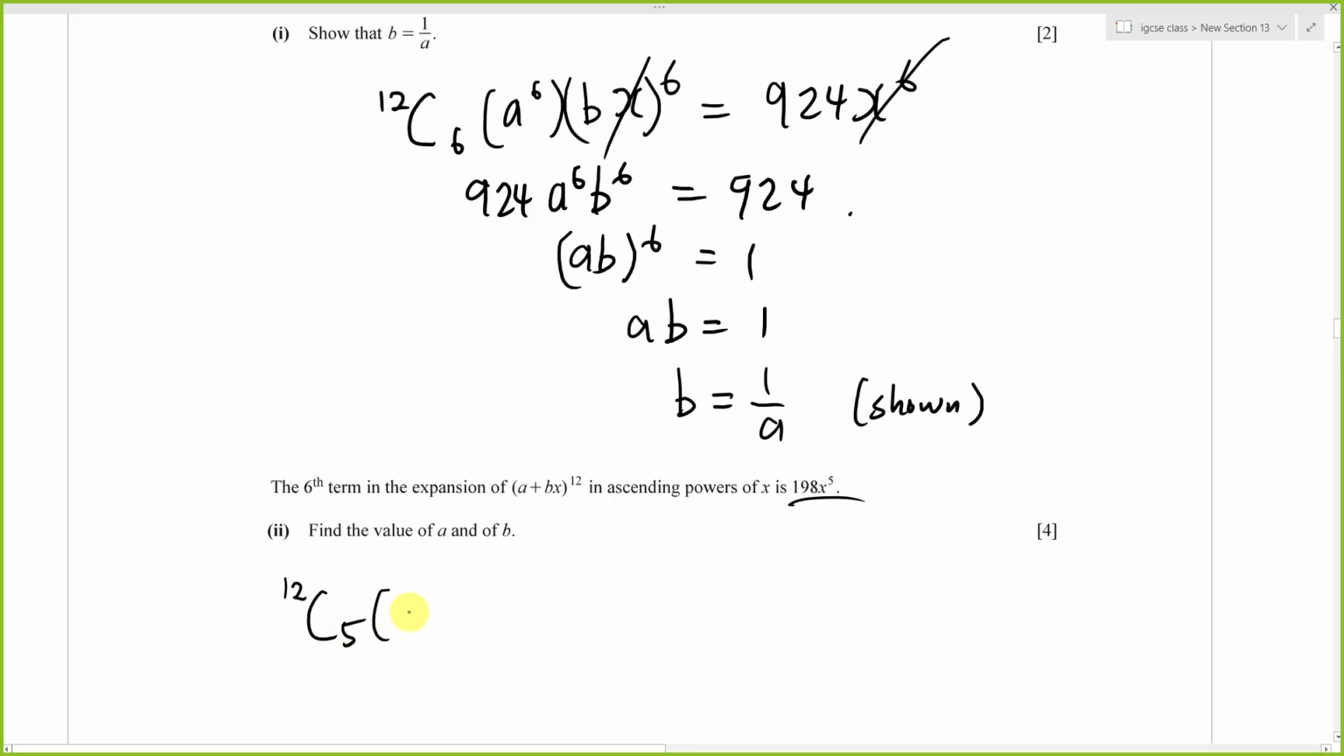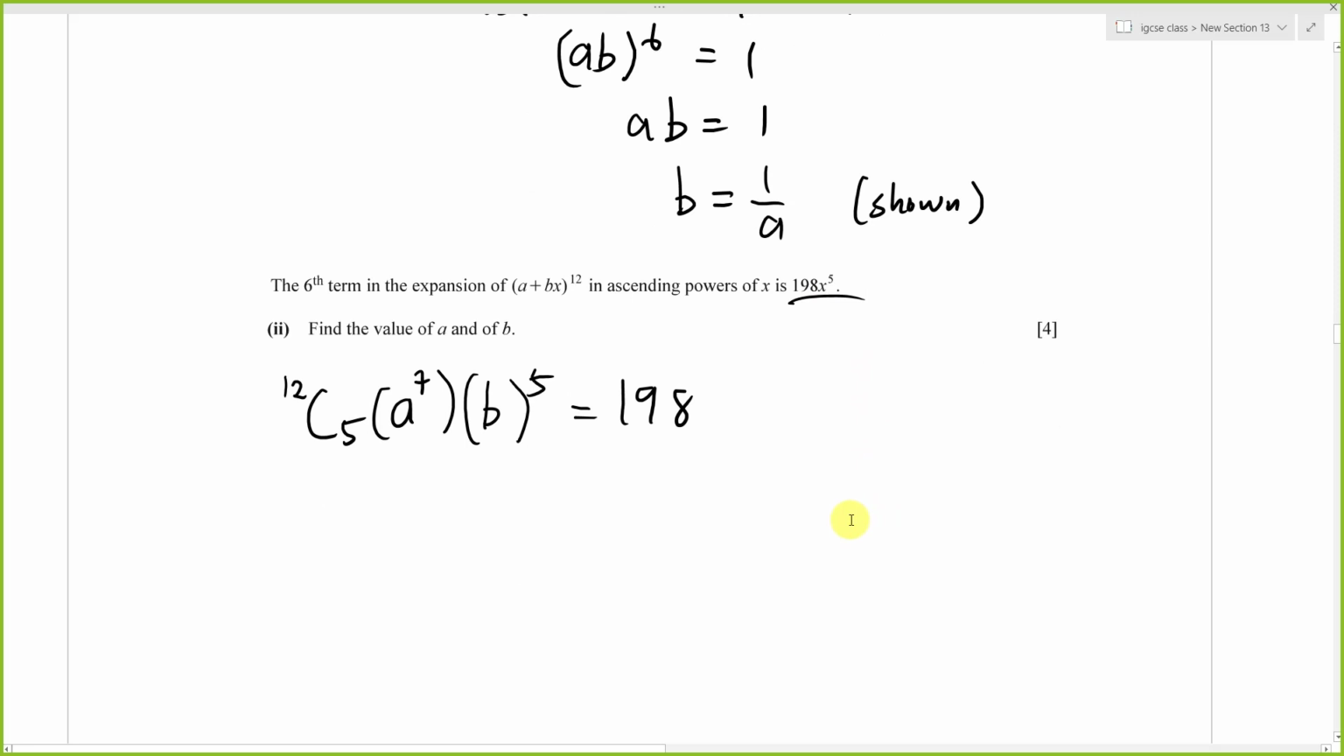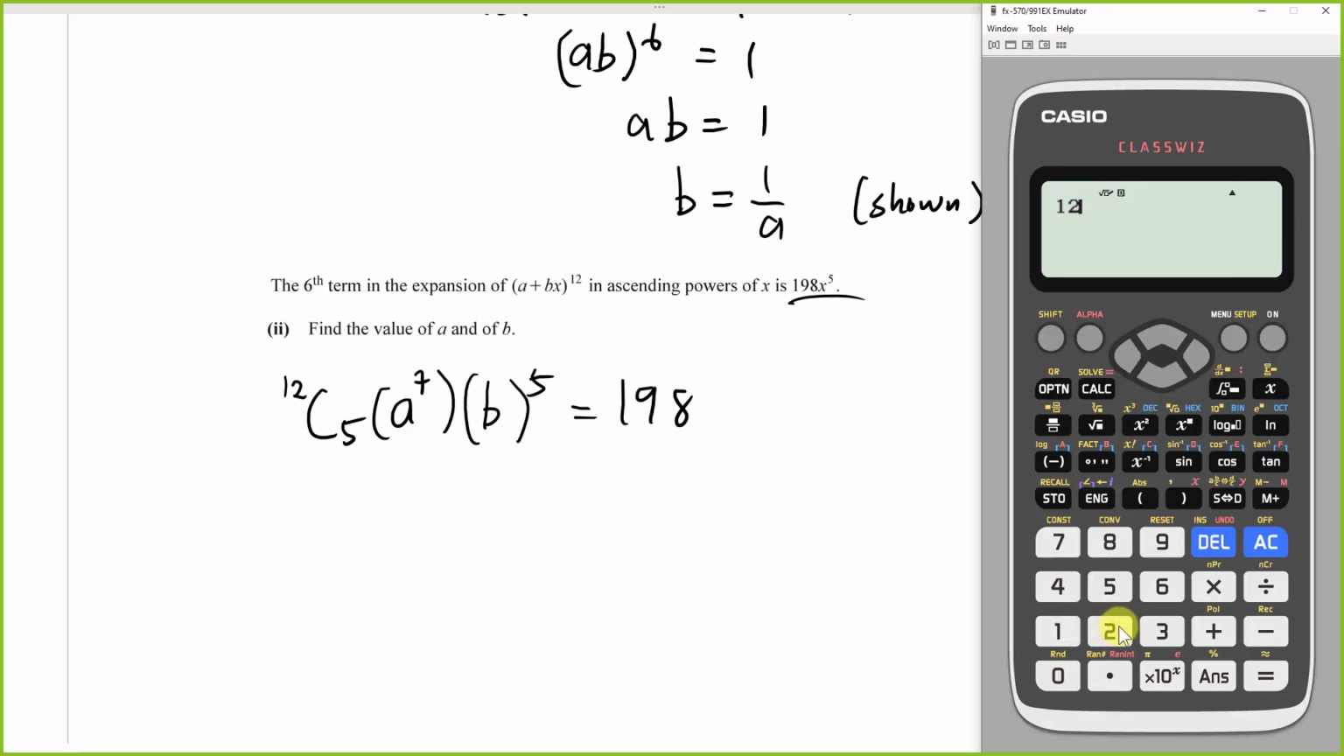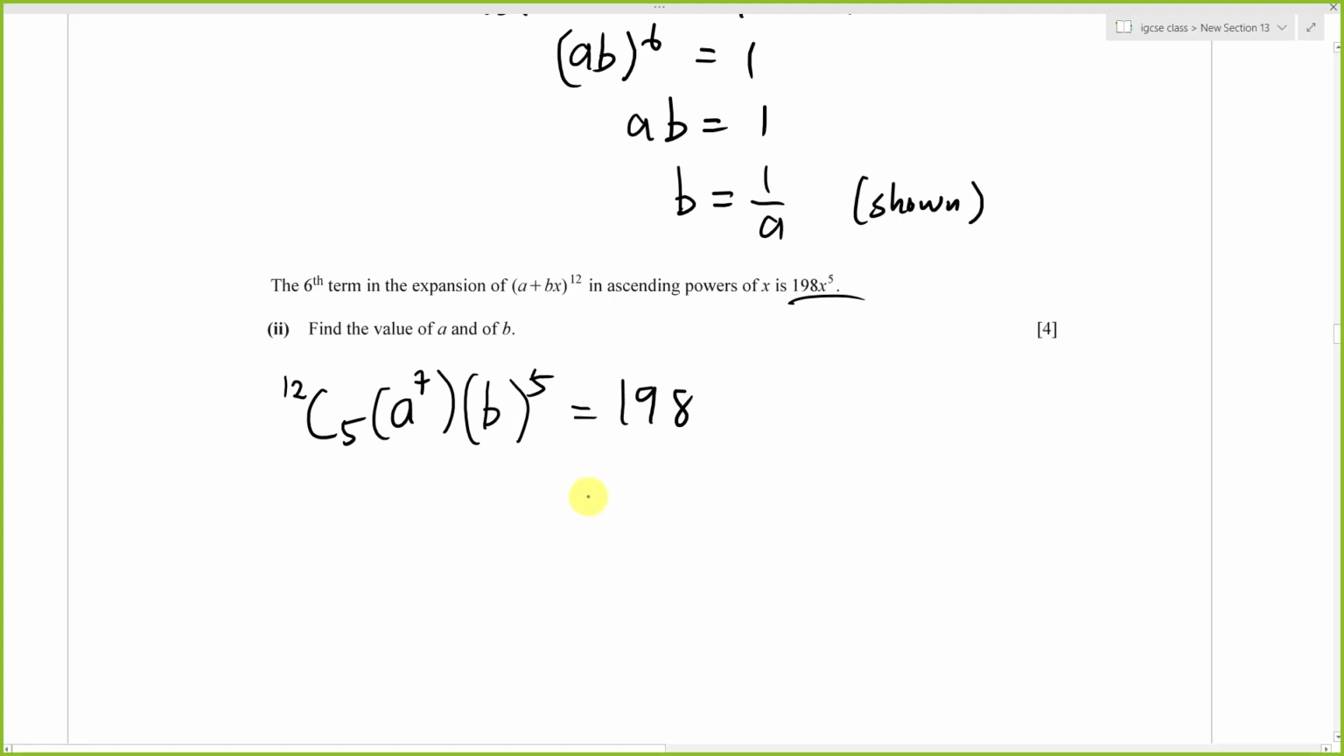So I will just do 12C5, and then this is a to the power of n minus 5, so it's 7. Okay, so this is b to the power of 5. You can write bx to the power of 5, but I prefer b to the power of 5 because I don't want to take the x to the power of 5 here. So I just take out their coefficient. So I will solve this equation. I would need the 12C5 here, so it's 792.